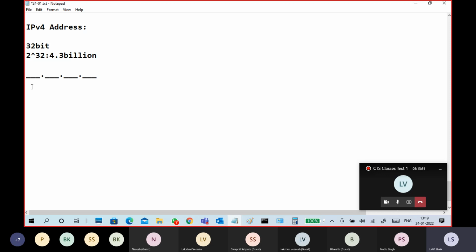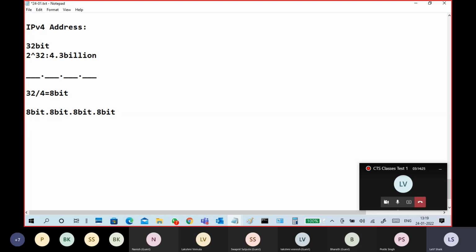So it is better to write it like this. The first one is an 8-bit number. Next one is an 8-bit number. Next one is an 8-bit number. Next one is an 8-bit number. And what is this called? A dot. This represents a dot. So your 32-bit IPv4 binary is divided into 4 parts. Each part is 8 bit.